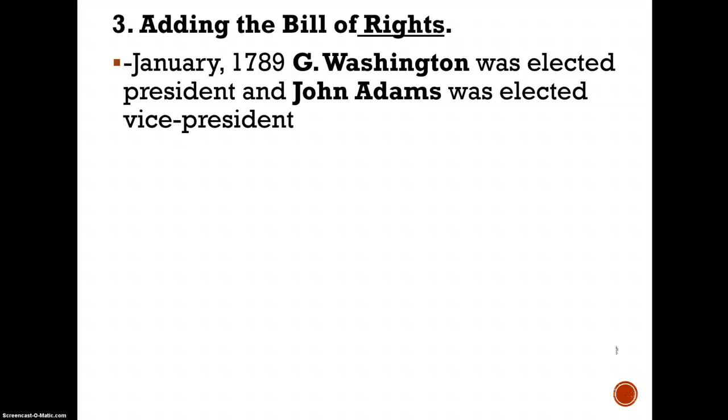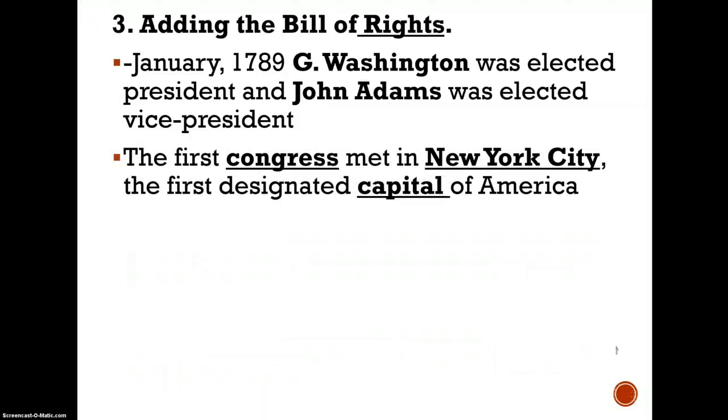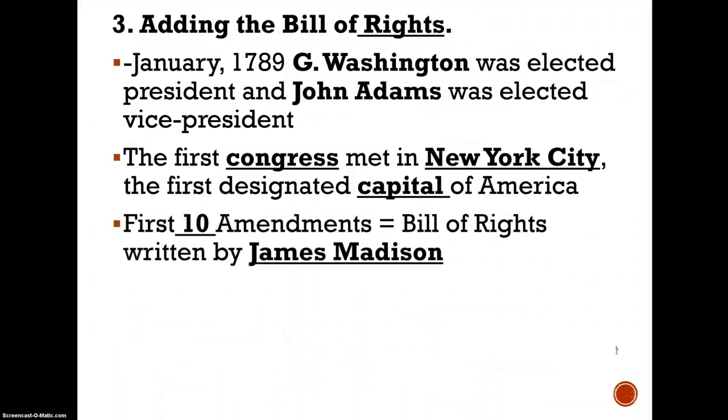George Washington was elected as our president unanimously. We'll talk more about that in our next section. And John Adams was elected as vice president. The First Congress was held in New York City, which was our first designated capital in America. And James Madison wrote the first 10 amendments to the Constitution, which was the Bill of Rights. We're going to look later at the 27 amendments in our next section and discuss those.